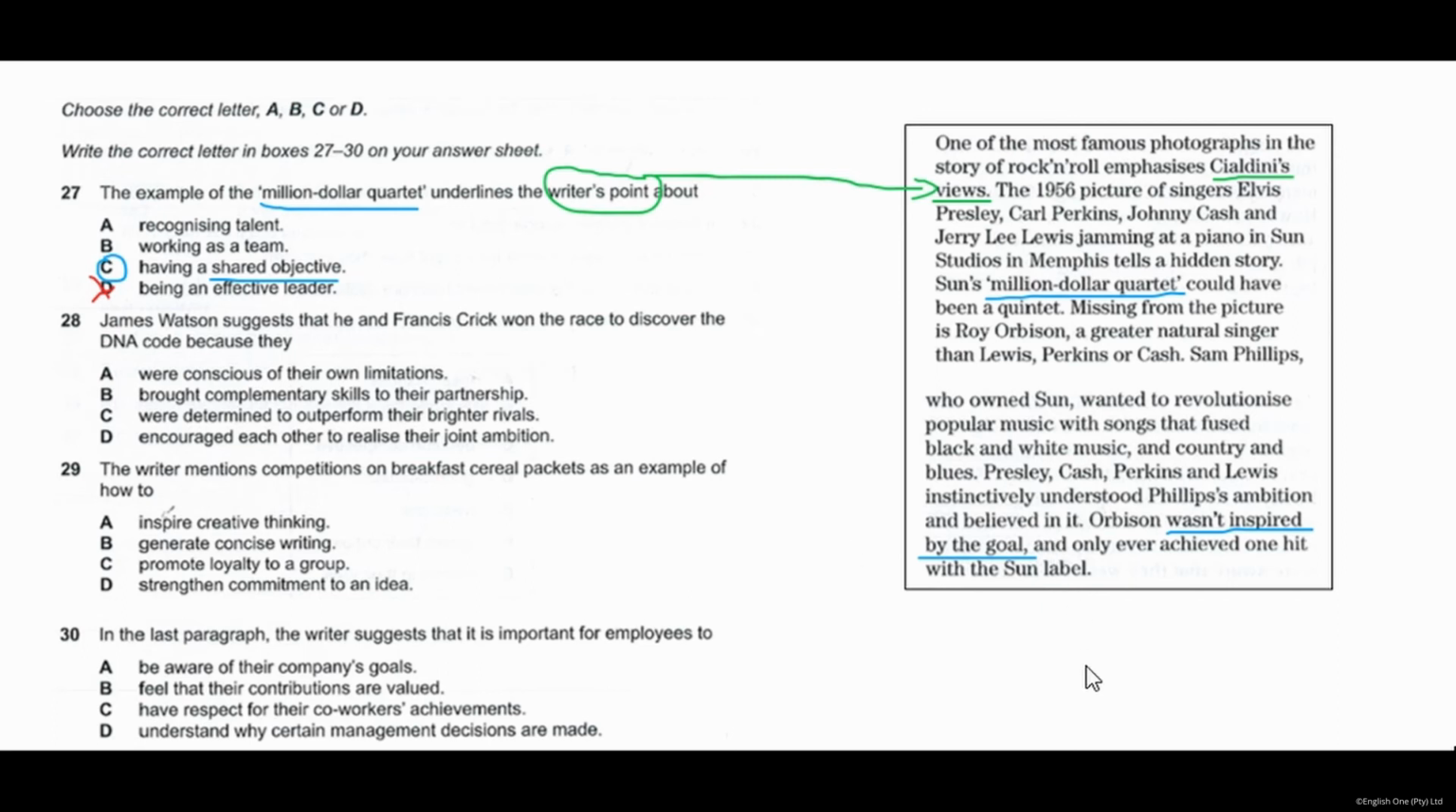Once I'm done scanning, I will then go and spend time in the paragraph which I have highlighted as having the possible answer to my questions. In this case, I found it right at the end. Orbison wasn't inspired by the goal, and the answer is C. The example of the $1 million quartet underlines the writer's point about having a shared objective. Without having a shared objective, someone is bound to get the short end of the stick. And I found it here. But that is the strategy that you want to follow.